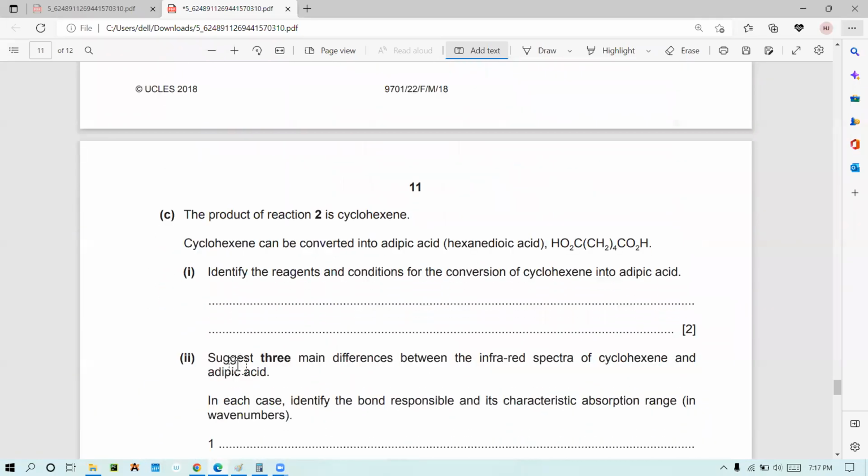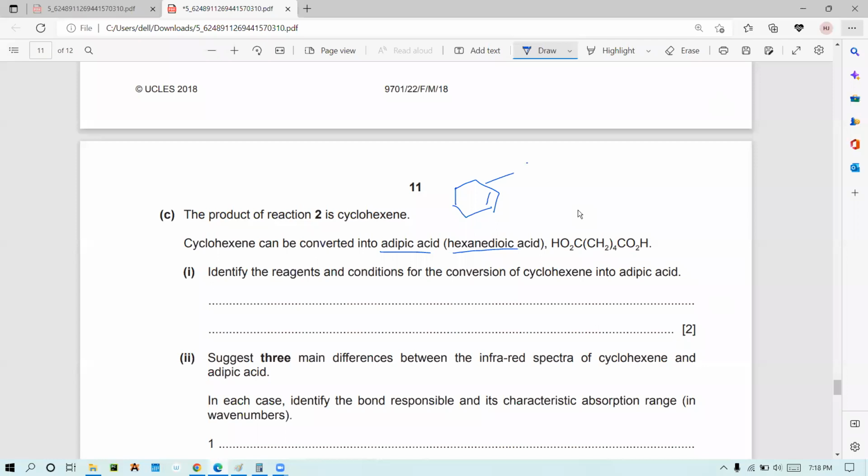Next one. The product of reaction 2 is cyclohexene. Cyclohexene is this. Cyclohexene can be converted into adipic acid, hexane dioic acid. Identify the reagents and conditions for the conversion of cyclohexene to adipic acid.